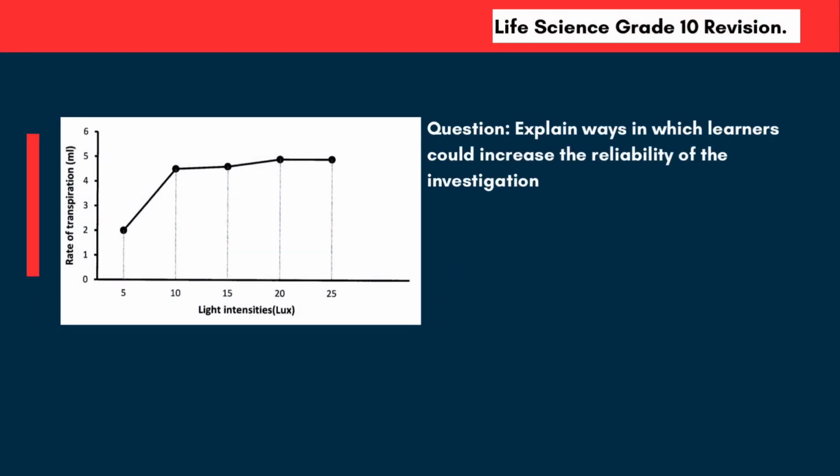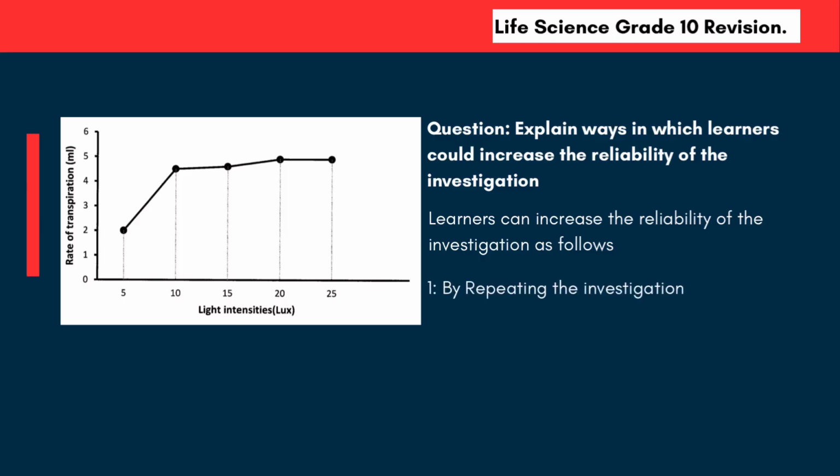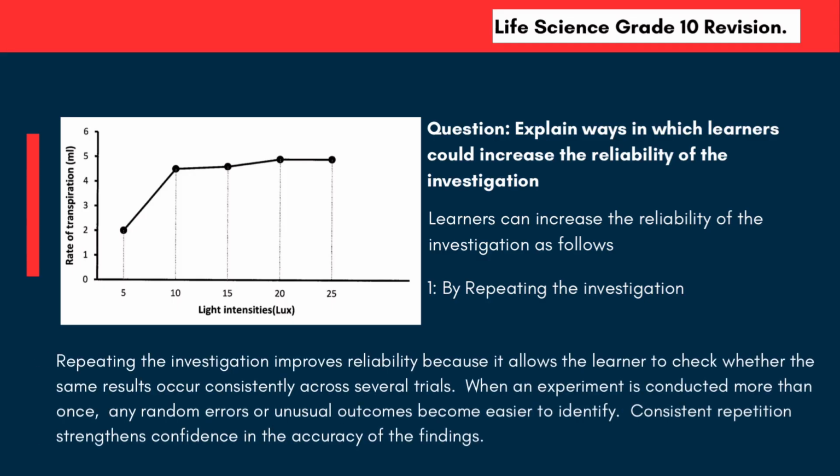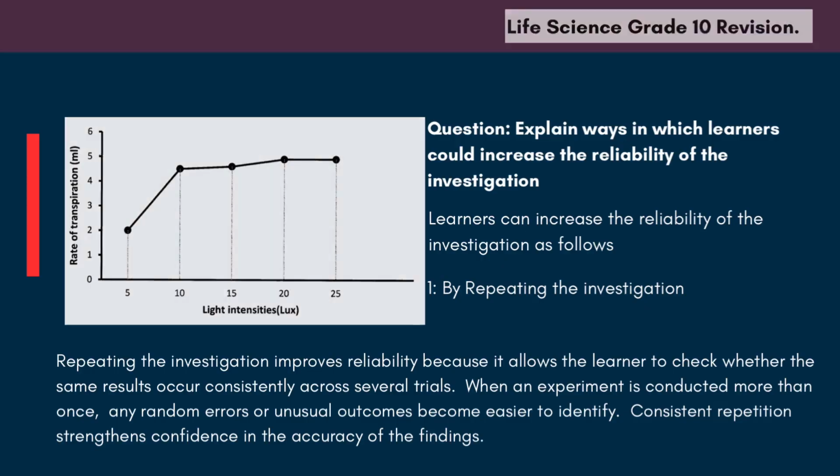Question: explain ways in which learners could increase the reliability of the investigation. Learners can increase the reliability of the investigation as follows. 1. By repeating the investigation. Repeating the investigation improves reliability because it allows the learner to check whether the same results occur consistently across several trials. When an experiment is conducted more than once, any random errors or unusual outcomes become easier to identify. Consistent repetition strengthens confidence in the accuracy of the findings.